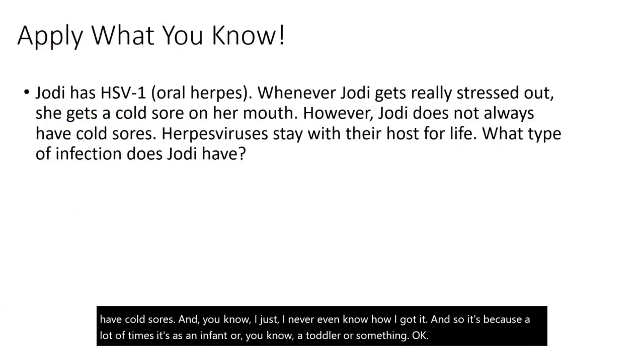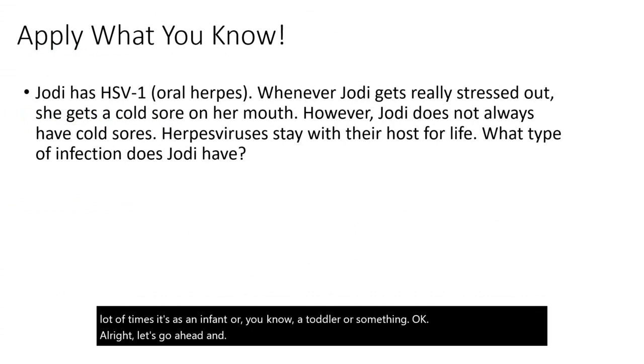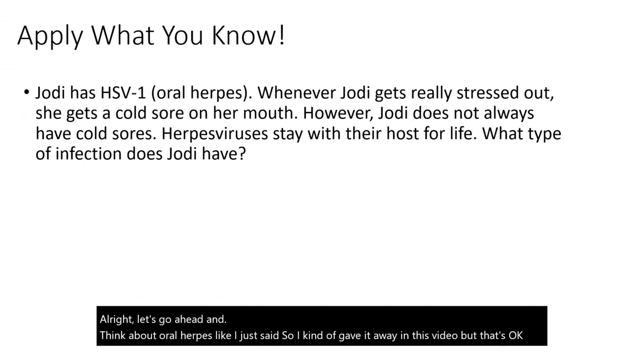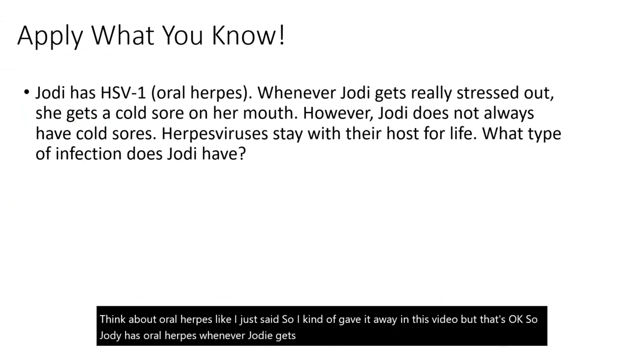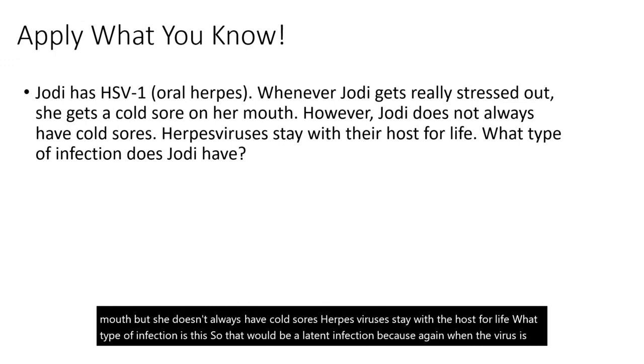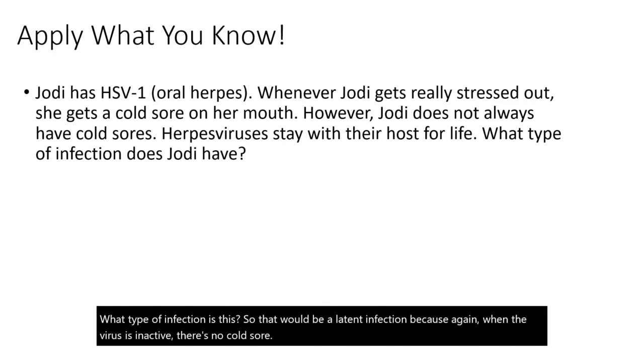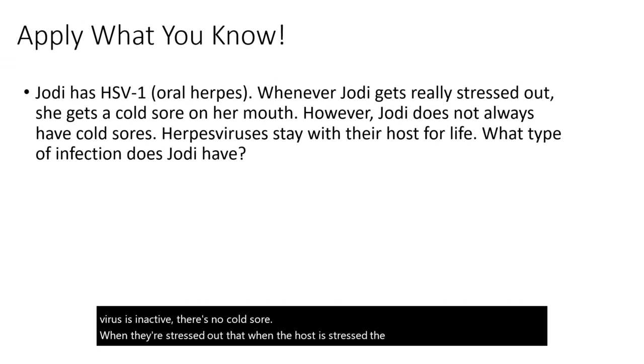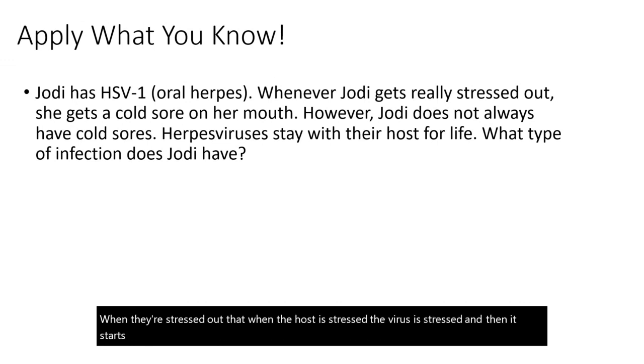All right. Let's go ahead and think about oral herpes, like I just said. So I kind of gave it away in this video, but that's okay. So Jody has oral herpes. Whenever Jody gets really stressed out, she gets a cold sore on her mouth, but she doesn't always have cold sores. Herpes viruses stay with the host for life. What type of infection is this? So that would be a latent infection, because again, when the virus is inactive, there's no cold sore. When the host is stressed, the virus is stressed, and then it starts replicating, and that leads to the cold sores. So this would be an example of a latent infection.